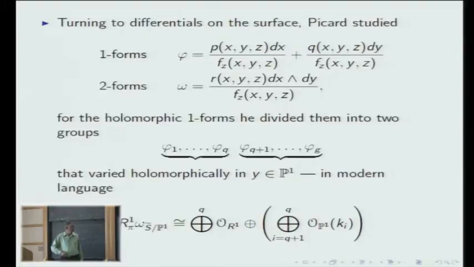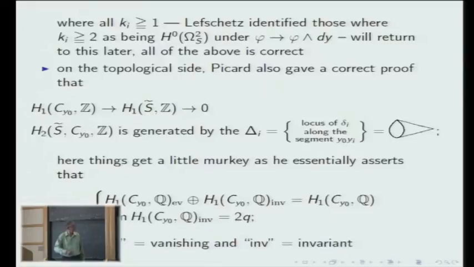So there was a part of the holomorphic differentials that were sections of a trivial bundle, so they're sort of constant. Those are the holomorphic 1-forms on the surface restricted to the curve. Okay, Picard proved that. The proof is correct. And then you have these over here, which we'll come to in a minute.